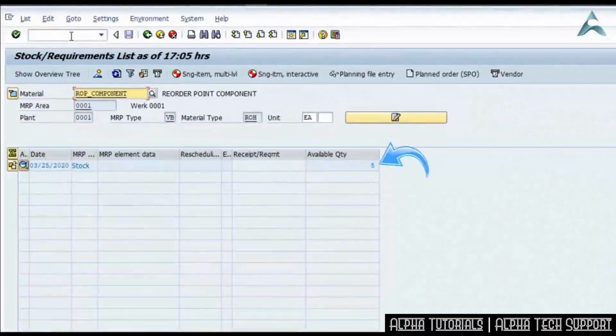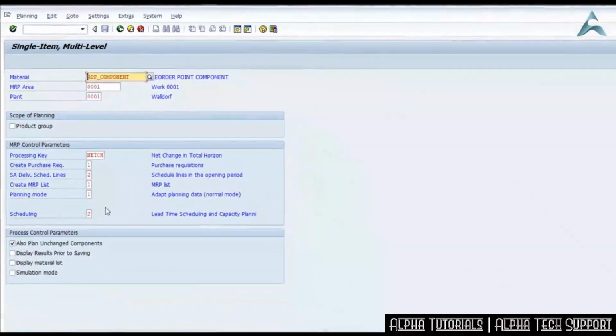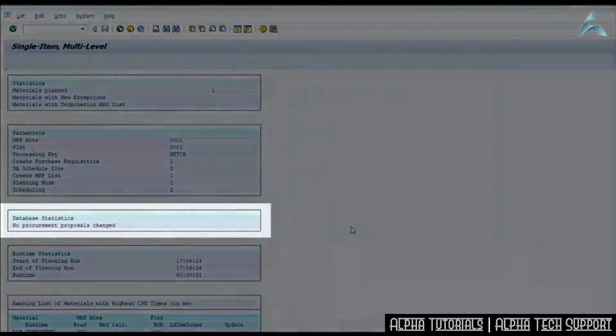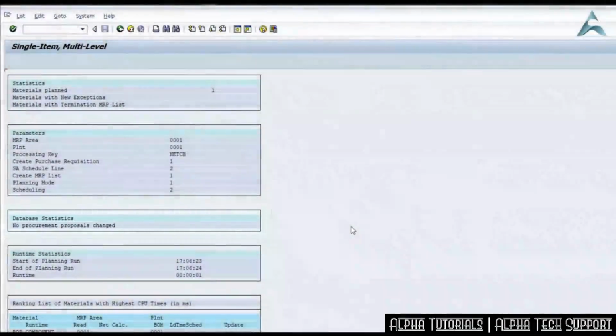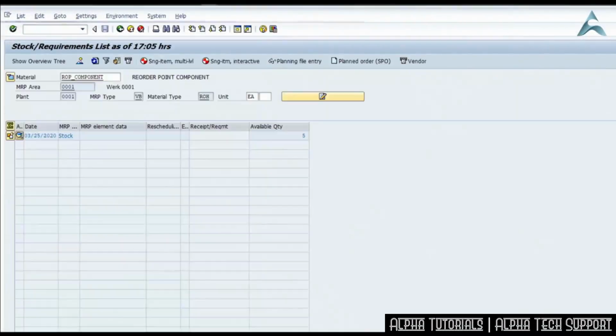As you can see now, the available inventory, which was 11, has now dropped to 5. 5 is my reorder point. So let's run MRP and see if MRP responds. Just like our last example, I'm going to use my hot button to run MRP for this material. And according to the database statistics, no procurement proposals were changed. This means that the planning engine did not respond.